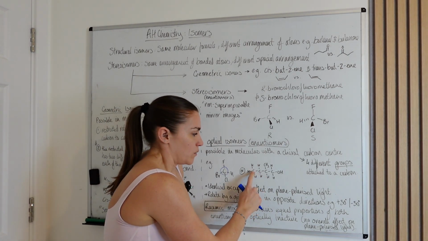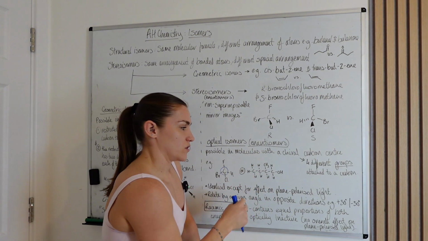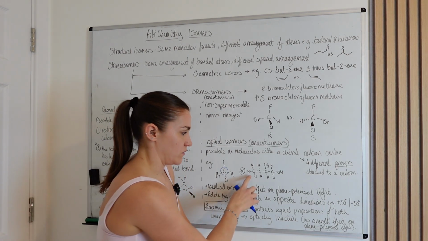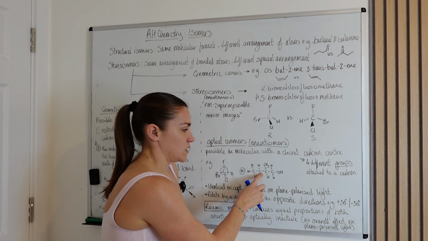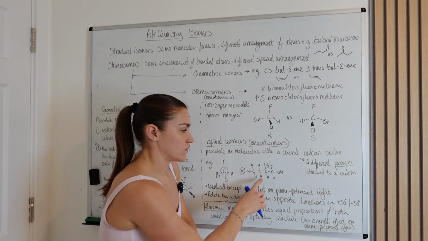So we've got all sp3 hybridised carbons here, but this one has got 3 hydrogens on it, so that doesn't have 4 different groups. This carbon here has got 2 hydrogens on it, so again, not 4 different groups.